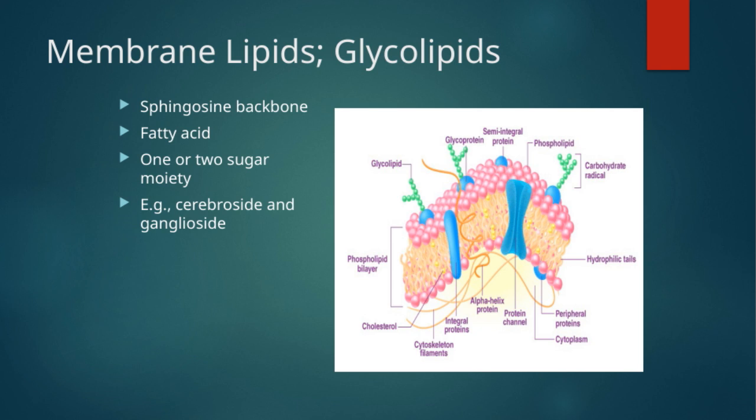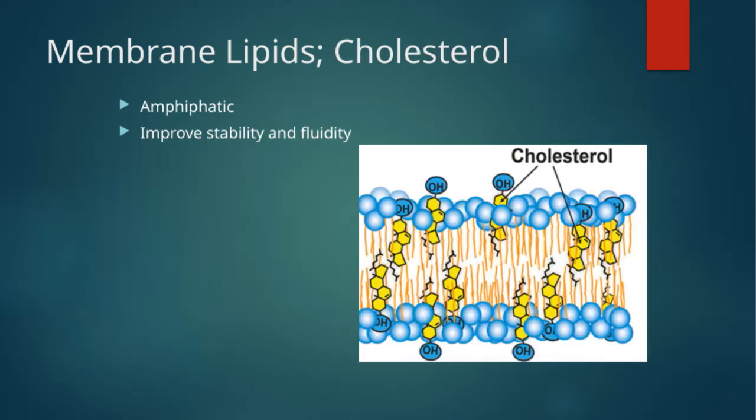These glycolipids are essential for cell membrane structure and function, especially in neural tissues where they play roles in cell recognition and signaling. Overall, glycolipids, like cerebrosides and gangliosides, are vital membrane lipids that contribute to the dynamic and complex nature of cell membranes. Let's talk about amphipathic molecules.